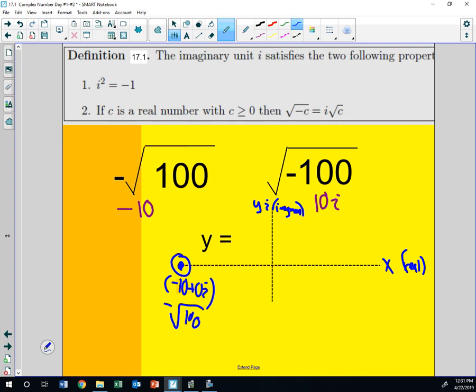-10 is the negative square root of 100, but the opposite, the square root of -100, where is this going to be? Well, 10i. -10i would be down here, but 10i is going to be up in here. This is where 0 plus 10i is, and on this graph you can see that these aren't even close to being the same, are they? They're different. So we'll play around with this a little bit more. The main thing I want you to see is that these are different.